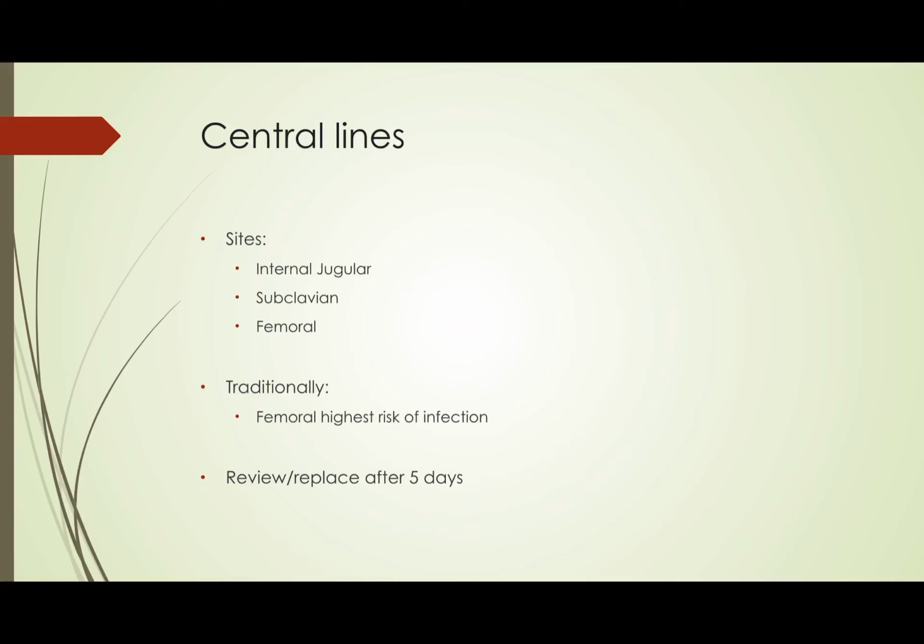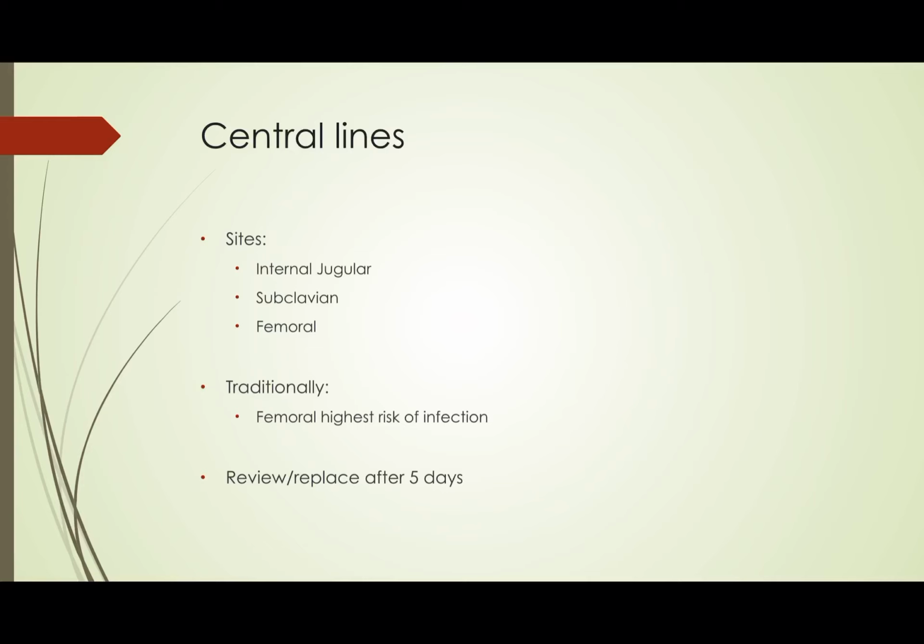Now, generally speaking, the internal jugular is the one that most people prefer, which has the lowest risk of infection compared to the risks of pneumothorax. Subclavian actually has a much lower risk of infection. However, it has a higher risk of developing pneumothoraces, and especially in patients who are positive pressure ventilated, there is a risk that you could nick the pleura and therefore cause a persistent air leak leading to a pneumothorax.